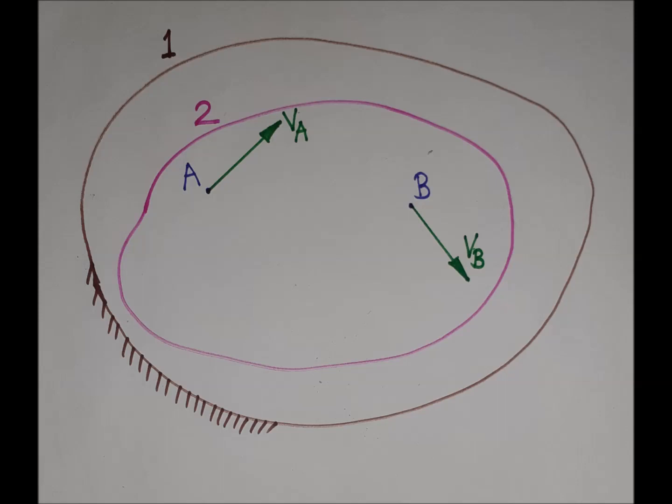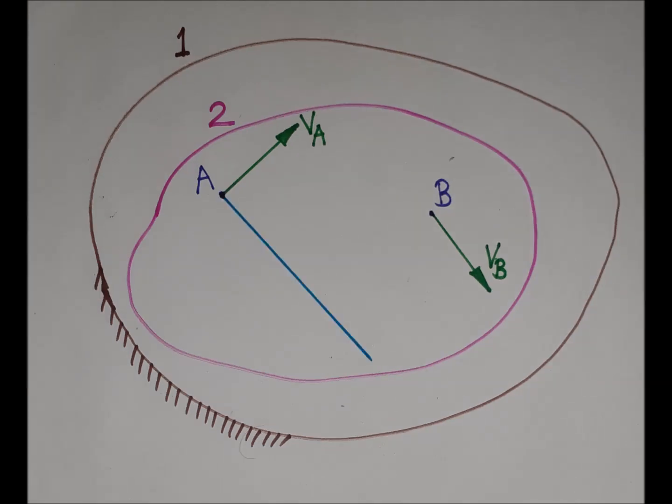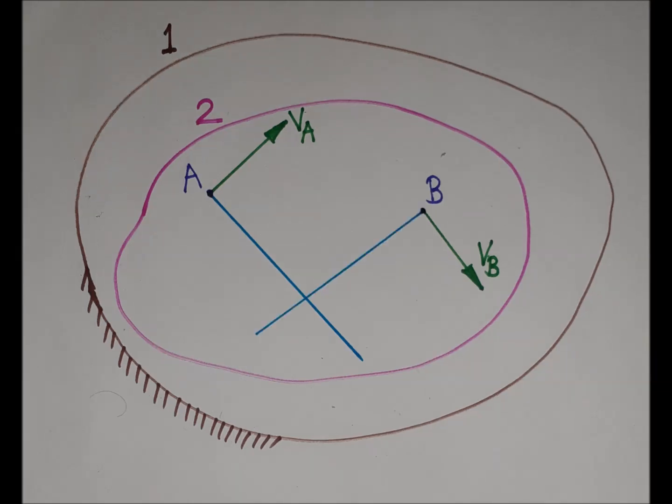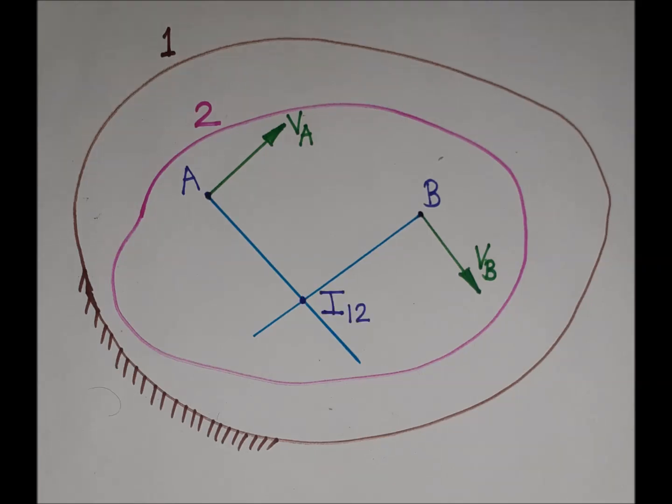Now, how to locate ICR I12? We have already discussed it in a previous video. We will draw a line perpendicular to VA. Now we will draw a line perpendicular to VB. At the intersection of these two perpendicular lines, we will have ICR I12.